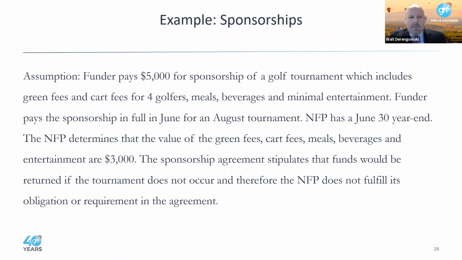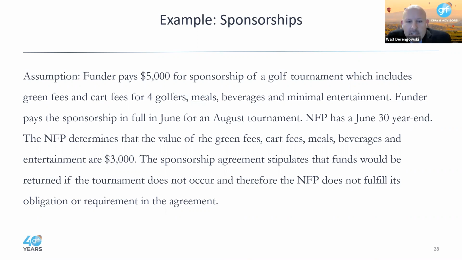We have an example today on sponsorships, and it's interesting that 65% of you roughly indicated that this is something that your organization would be applicable to. And we have here a funder pays $5,000 for a sponsorship of a golf tournament, which includes green fees and cart fees for four golfers, meals, beverages, and minimal entertainment. Funder pays the sponsorship in full in June for an August tournament.